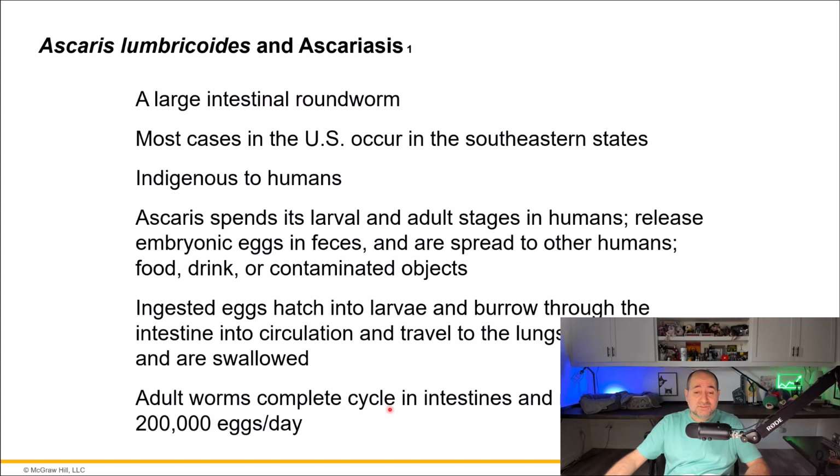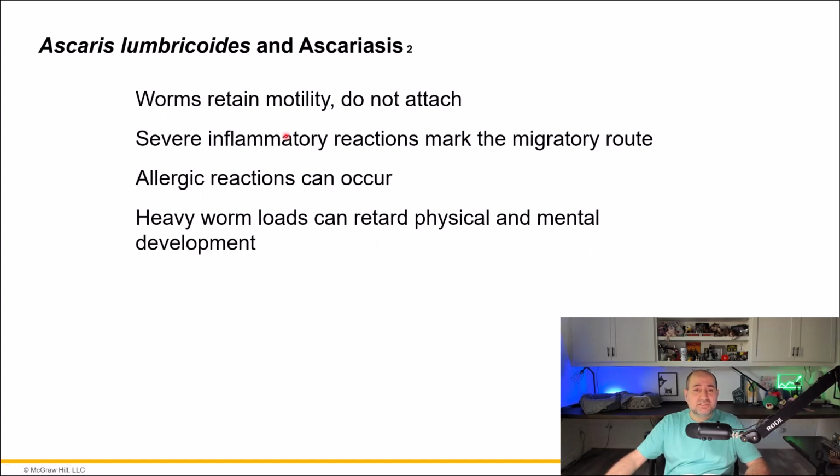Adult worms complete the cycle in the intestines and reproduce 200,000 eggs per day. And again, those eggs are released in the feces. These worms are interesting. Unlike tapeworms, for instance, they do not attach. They retain their motility. They cause severe inflammatory reactions, marking the migratory route they're taking through your body. Allergic reactions can occur, and remember, this is a large worm. Heavy worm loads can retard physical and mental development.